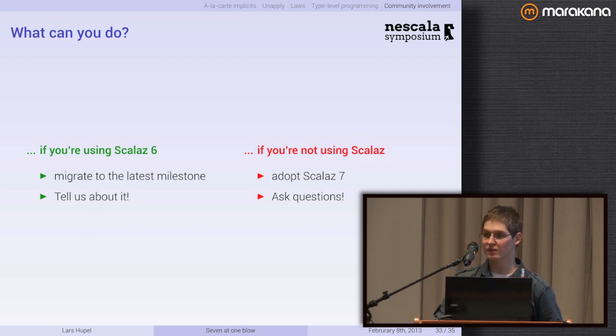If you're not using Scalaz 7 or Scalaz 6 at all, please try to adopt it in your project. If you're starting a new project, just put it in your build SBT and see what happens. And also, please don't be afraid of asking questions. I know that the Scalaz community is kind of infamous for, yeah, some people. Please ask questions on the mailing list, and I'm sure somebody will give you a helpful answer.